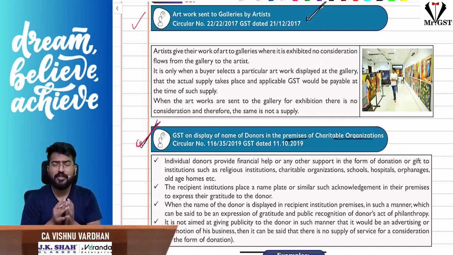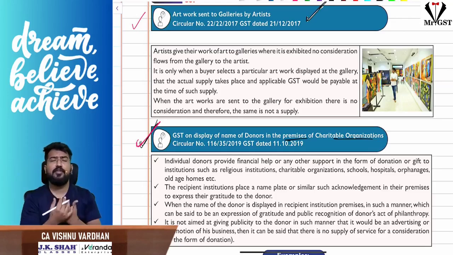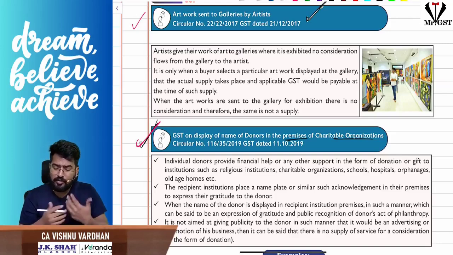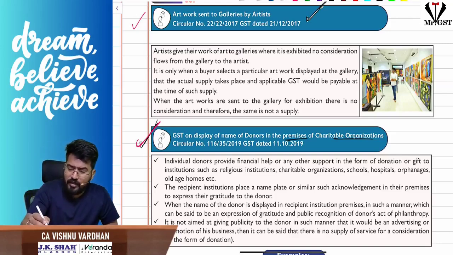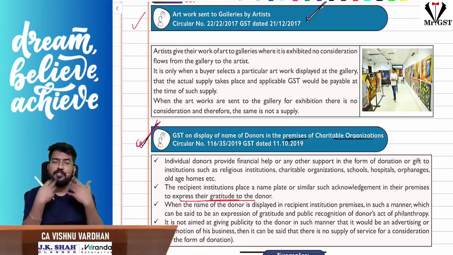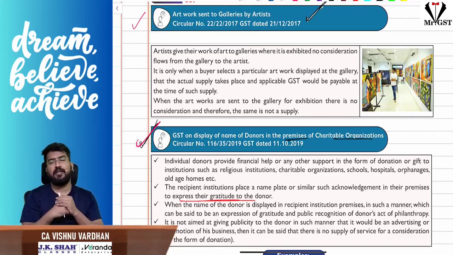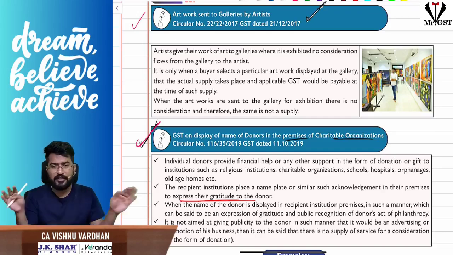See, that is only to show gratitude. For example, ISKCON temples are putting 'donated by Vishnuvardhan'. Why are they putting my name, my company name? Purely to show their gratitude. So when the names are printed to express gratitude towards the donor, then it is not a supply, because there is no direct consideration flowing. I gave the water purifier, I gave the donation. What am I getting in return? There is no direct nexus, no direct consideration here, so it is not a supply.